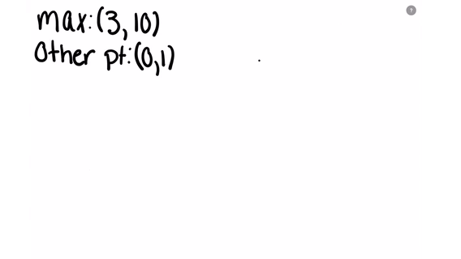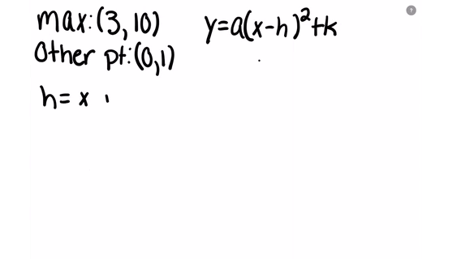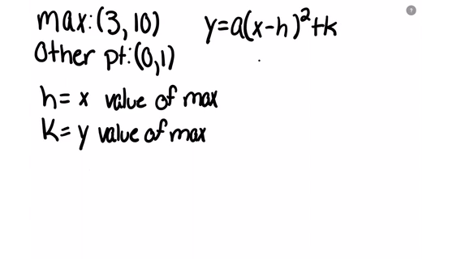We'll be using the vertex form of the quadratic function, so y equals a parentheses x minus h parentheses squared plus k. h is the x value of the maximum and k is the y value of the maximum. Plugging in h and k values will get you y equals a parentheses x minus 3 squared plus 10.